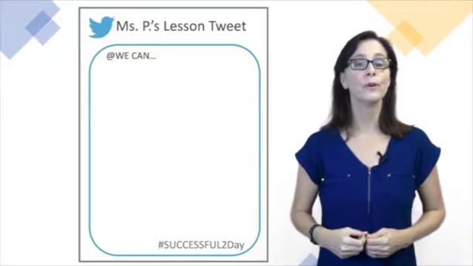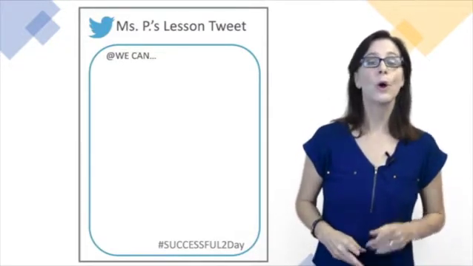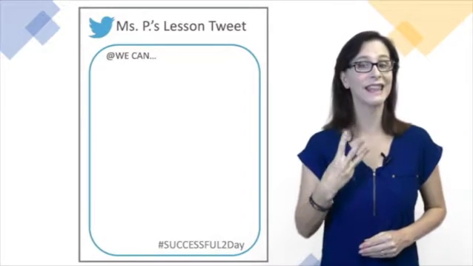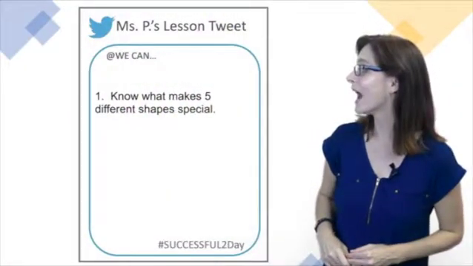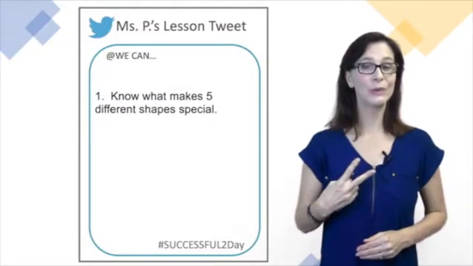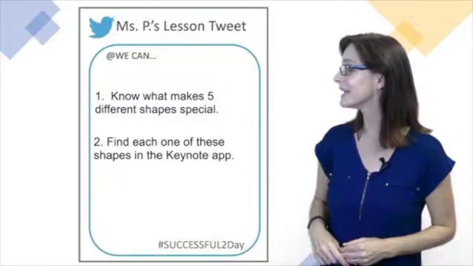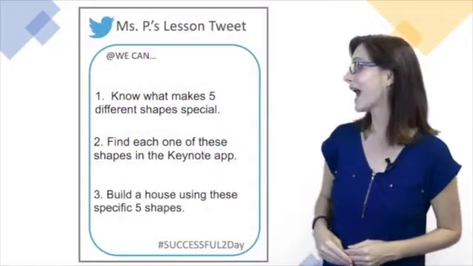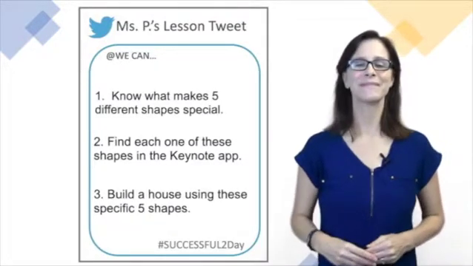So, how will we know when we have been successful in this lesson? Well, we will know we are successful when we can do these three things. 1, know what makes 5 different shapes special. And 2, find each one of these shapes in the Keynote app. And 3, build a house using these 5 specific shapes.